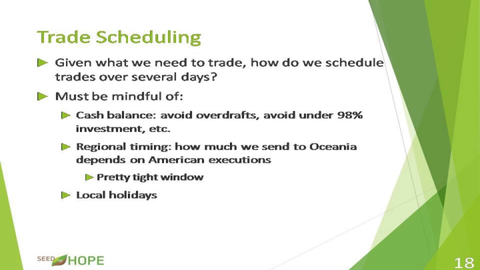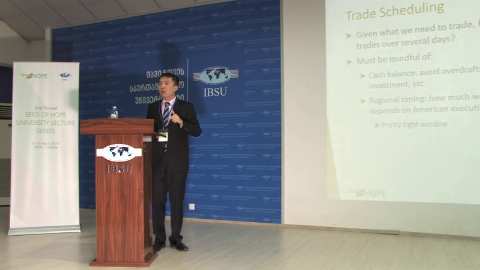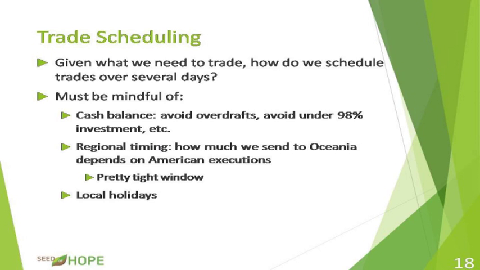Right? And you can see how this window interacts with your cash balance in a very complicated way. If I send a lot of trades to the US, and a lot of my buys are executed, but a lot of my sells are not executed, I have to be mindful of my cash balance when I send it to New Zealand. Then I cannot send too many buy trades. I have to send mostly sell trades to New Zealand. And then Hong Kong and Shanghai and Japan open up next, and then India is the next one, and so on and so forth. Local holidays.